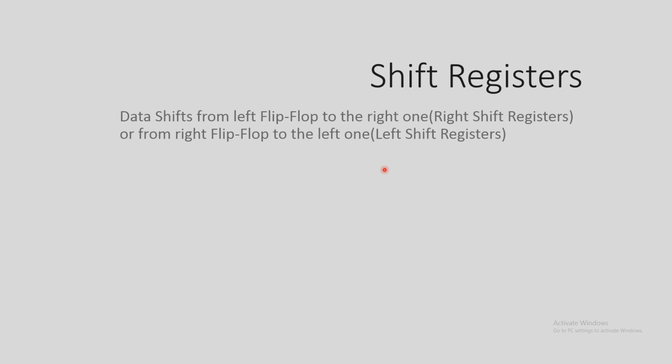In the shift registers, data shifts from the left flip-flop to the right one. Then it becomes a right shift register, or data may also shift from the right flip-flop to the left one. In this mode, data will be shifting from right to left, so it will be known as a left shift register. So before going into their circuit diagrams, let's categorize them.